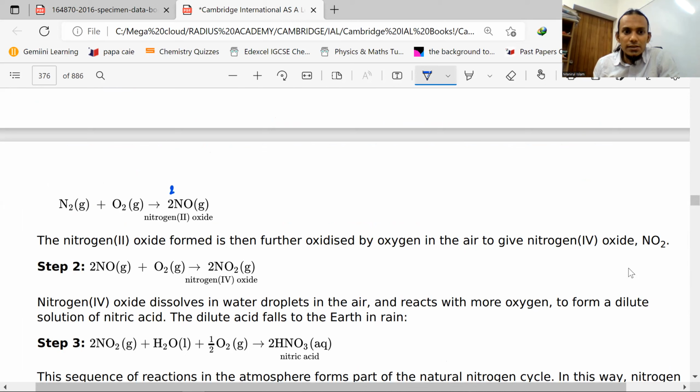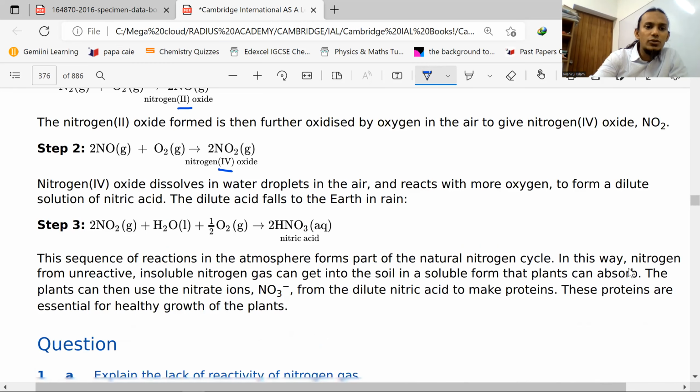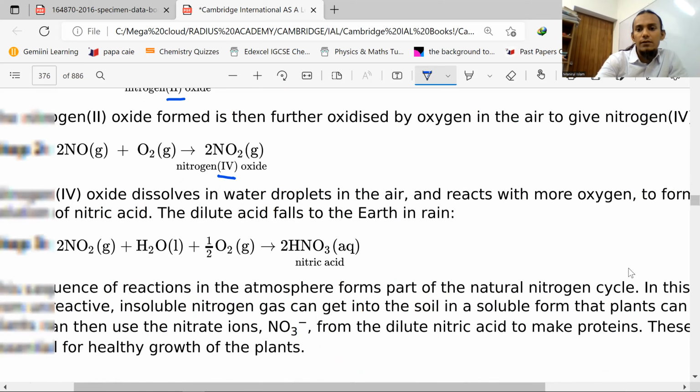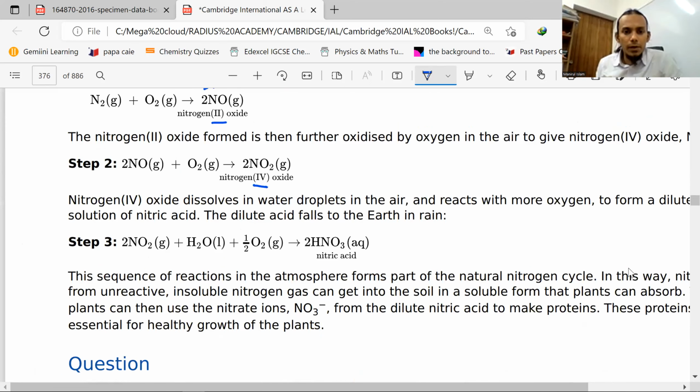2 plus is the oxidation state of nitrogen. Is it clear? Nitrogen 2 oxide means nitrogen monoxide. The nitrogen 2 oxide formed is then further oxidized by oxygen in the air to give nitrogen dioxide, or nitrogen 4 oxide, because the oxidation state of nitrogen is 4. Then this nitrogen 4 oxide dissolves in water to form nitric acid. This is one of the causes of acid rain.